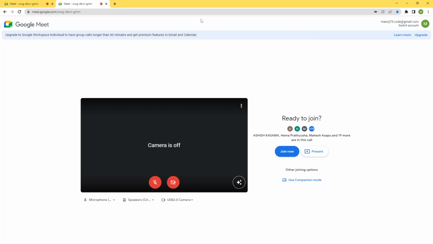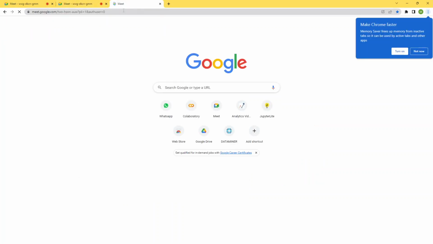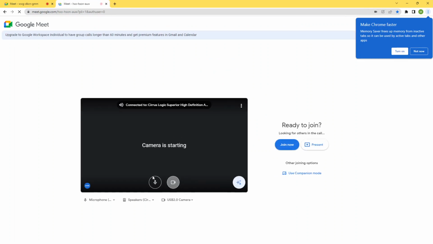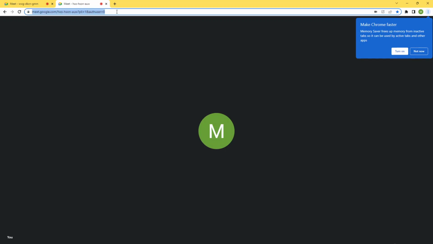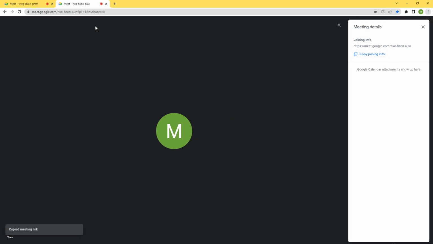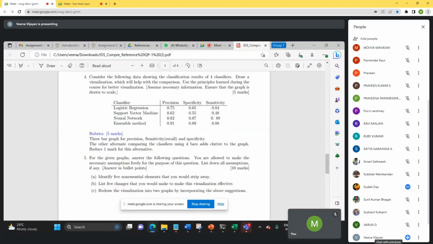Coming to this one, they have given the precision, specificity, and sensitivity for different algorithms, and we need to create a visualization. The question doesn't give any visualization type. Most of the questions which we get, try to do with simple graphs, either bar graph, line graph, whichever makes sense. If that's not working, only then go to the complex ones.